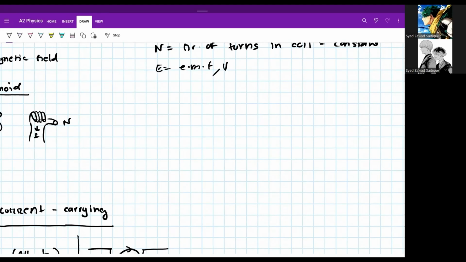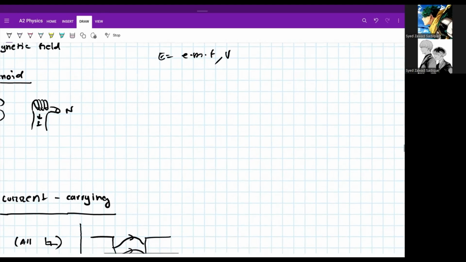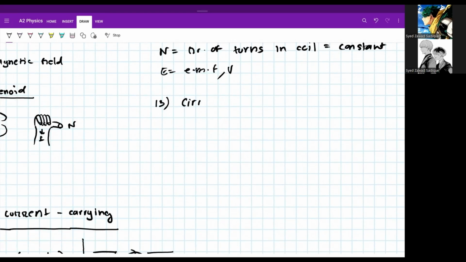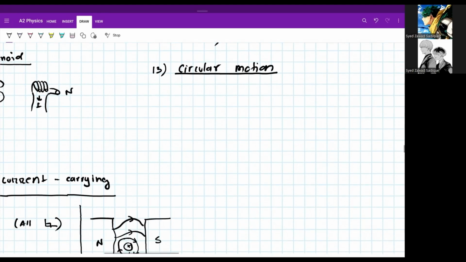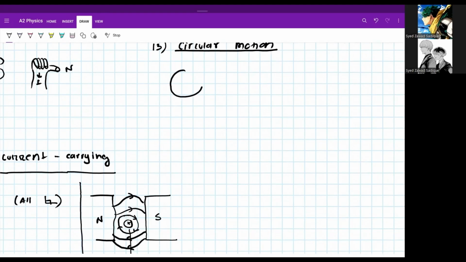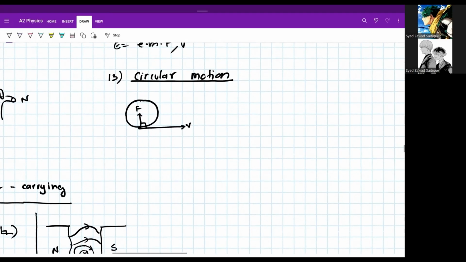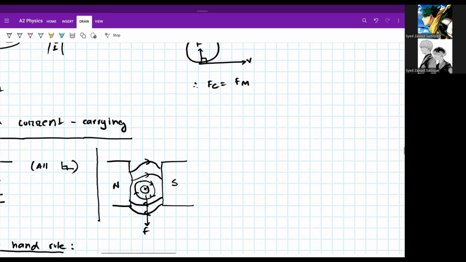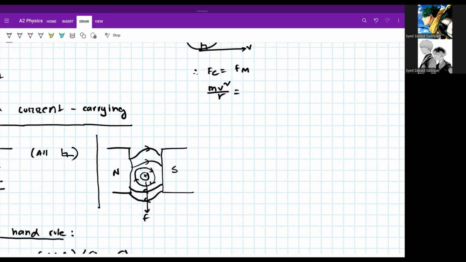Now moving forward, circular motion. This is a concept that's linked with our chapter 1. An object in circular motion has its velocity perpendicular to its force, always. The resultant force is always towards the center. Therefore, required centripetal force equals magnetic force, so mv squared by r equals Bqv.